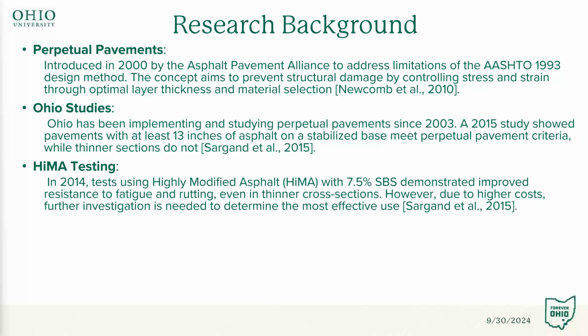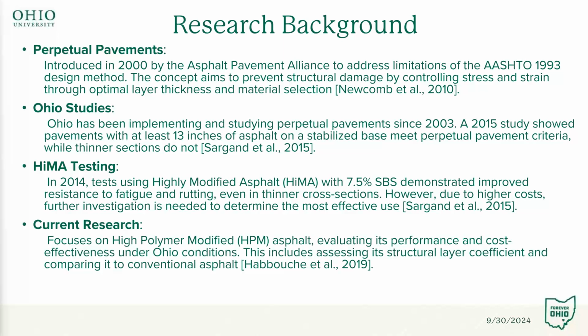In 2014, tests using highly modified asphalt with 7.5 SBS demonstrated improved resistance to fatigue and rutting, even in thinner cross sections. However, due to higher costs, further investigation is needed to determine the cost effectiveness of its use, and that was a report by Sargent in 2015. Current research focused on high polymer modified HPM asphalt, evaluating its performance and cost effectiveness under Ohio conditions. This includes assessing its structural layer coefficient and comparing it to conventional asphalt. So we can see that in 2019 and forward, ODOT designation for this material has become HPM, or high polymer modified asphalt, versus the HiMA designation from previous.